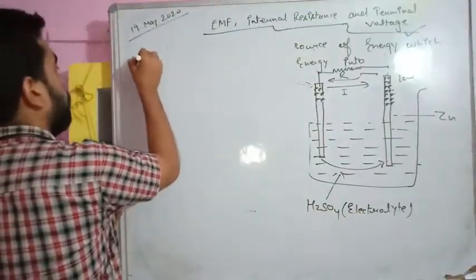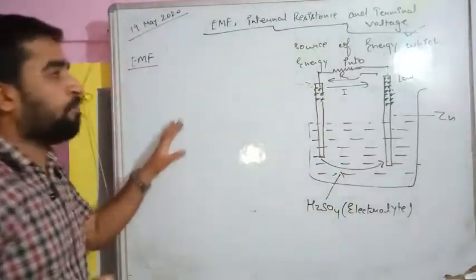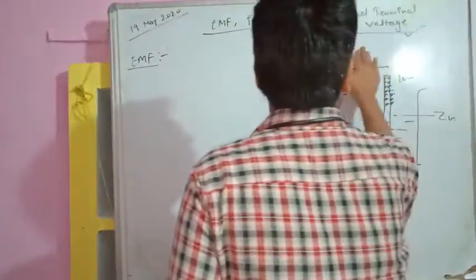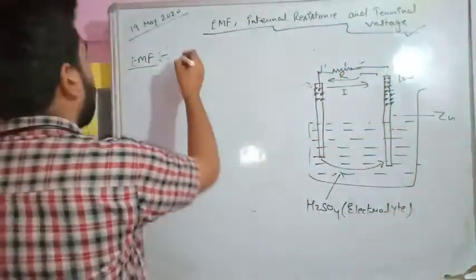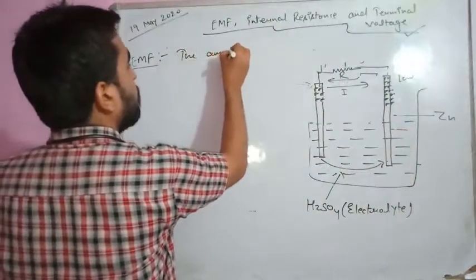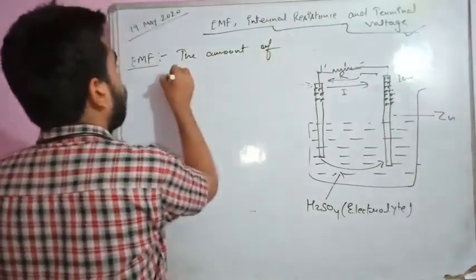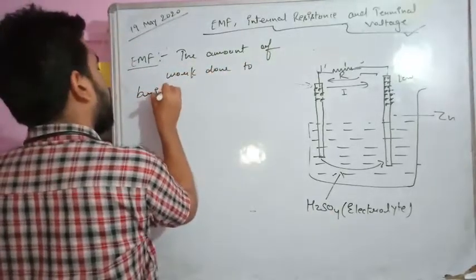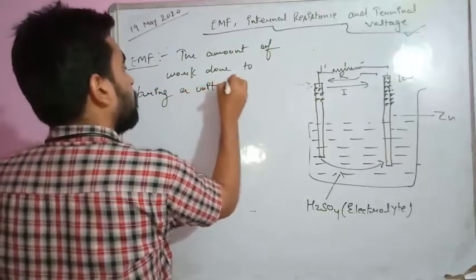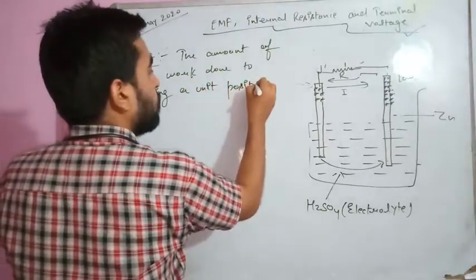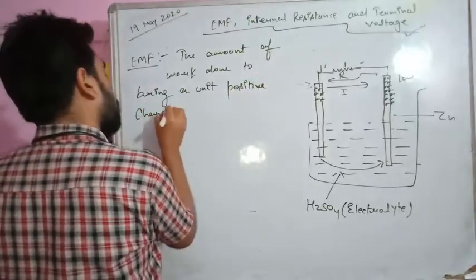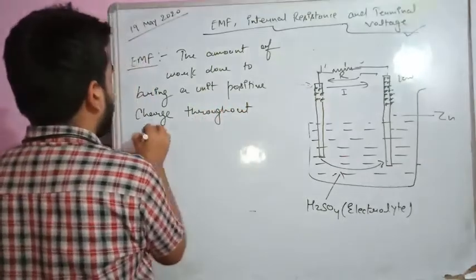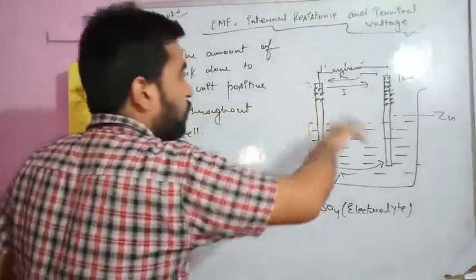EMF, electromotive force, that is the full form of EMF. EMF is the amount of work done to bring a unit positive charge throughout the cell. Whenever we are considering EMF throughout the cell, then we have to actually do all the things.